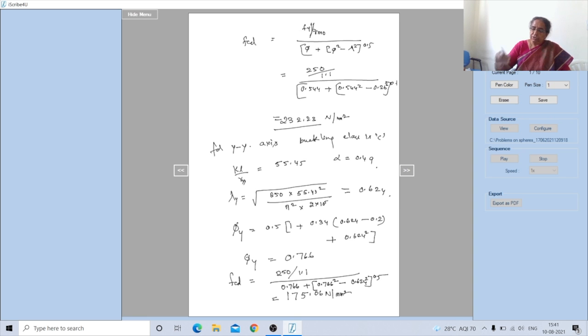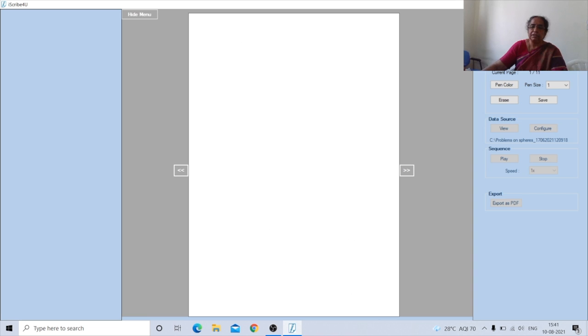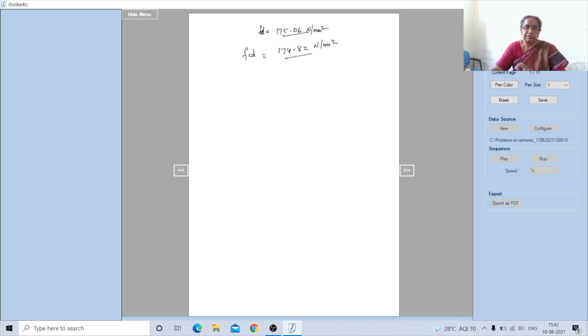So we have two values, 232 and 175. So this value you have to consider as the least. The least value has to be considered. So I'll consider the least value FCD as 175.06 Newton per mm square. In our previous case, the FCD value was 174.82. A slight difference between using curves and using the formulas.